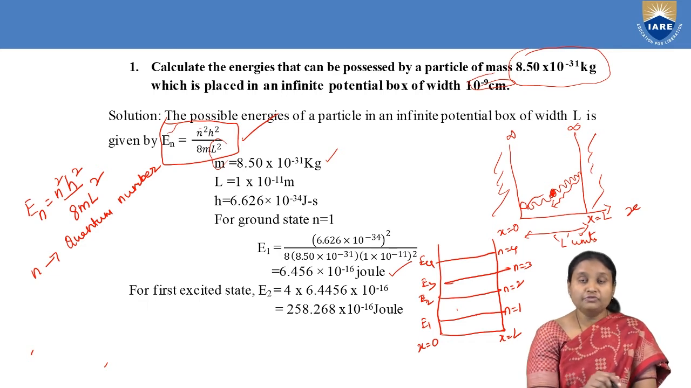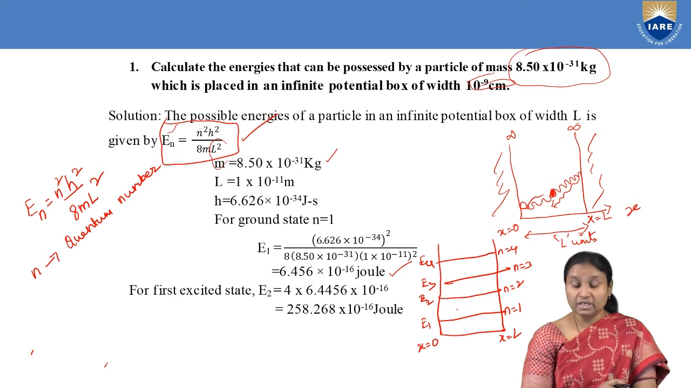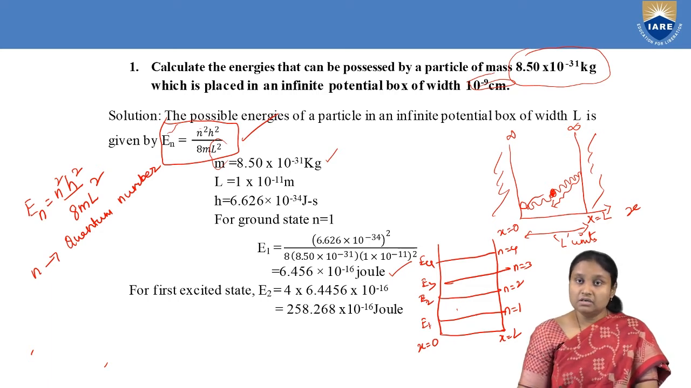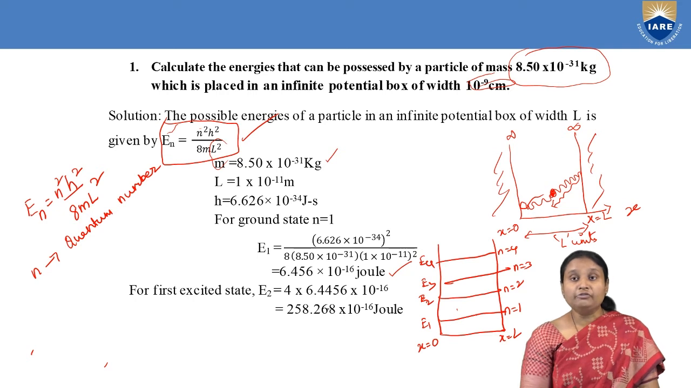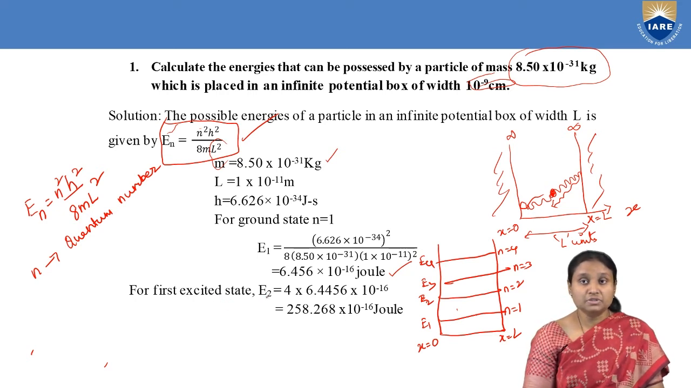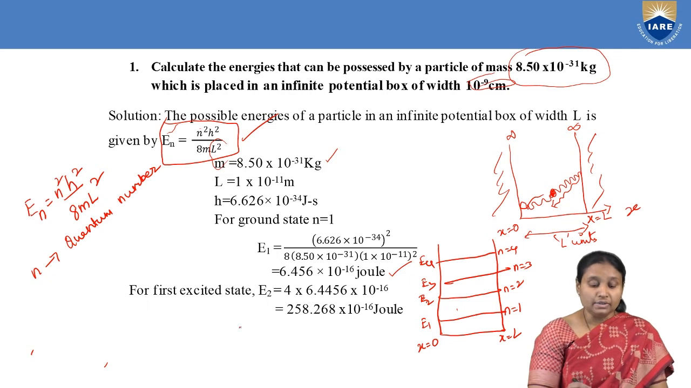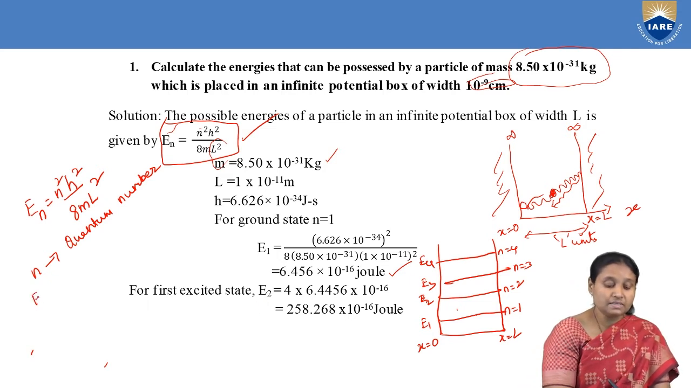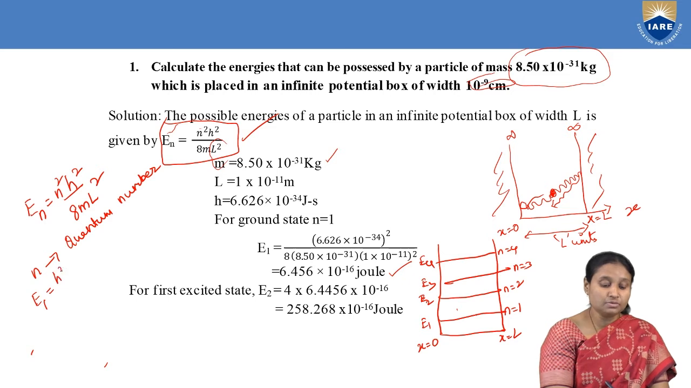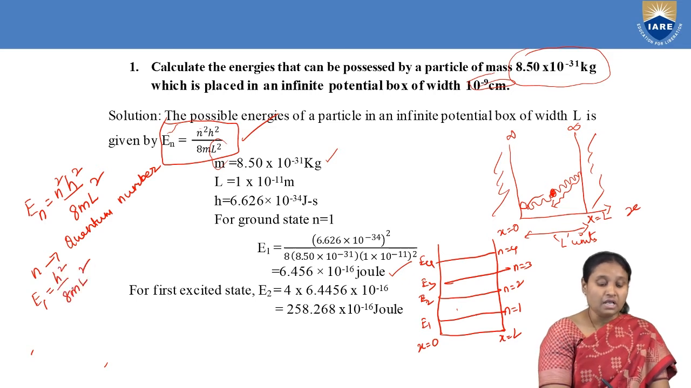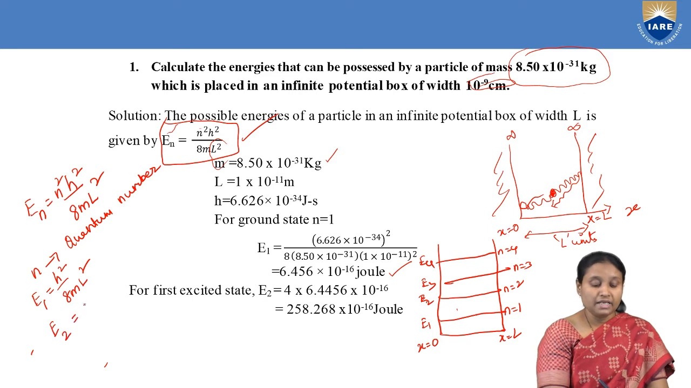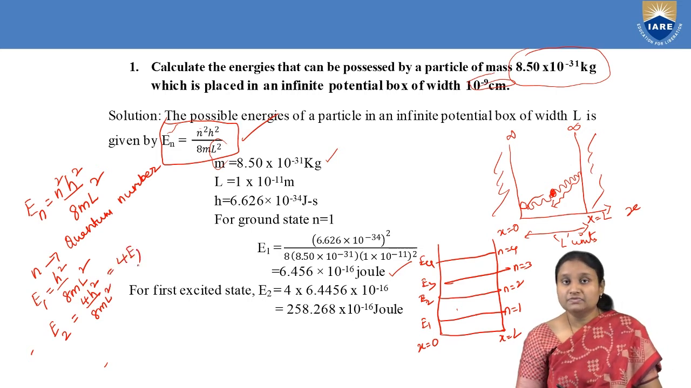Because we were asked to find energies, we'll try to find one more energy level, that is E2. E1 is our ground state energy level, then obviously E2 will be the first excited state, E3 the second excited state, E4 the third excited state. We'll find the value of the first excited state by substituting n = 2. One thing we have to notice here is that when I substitute n = 1, it comes out to be h²/8mL². If I substitute n = 2, it will come out as 4h²/8mL², which is 4 times E1.